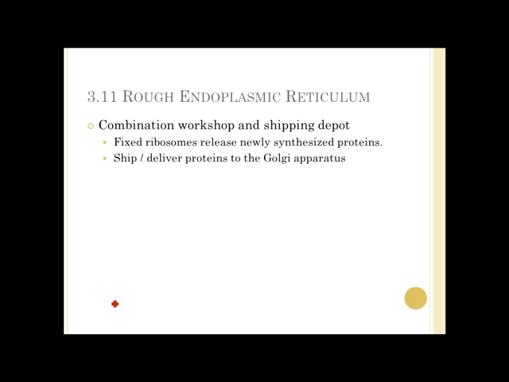Rough endoplasmic reticulum. Combination workshop and shipping depot is pretty much the simple answer on this. Fixed ribosomes release newly synthesized proteins. So if it's going to make a protein, this is where it's going to release it from. Ship and deliver proteins to the Golgi apparatus, which, if it requires packaging and sending outside the cellular environment, is what's going to do that. And that's coming up in just a second.